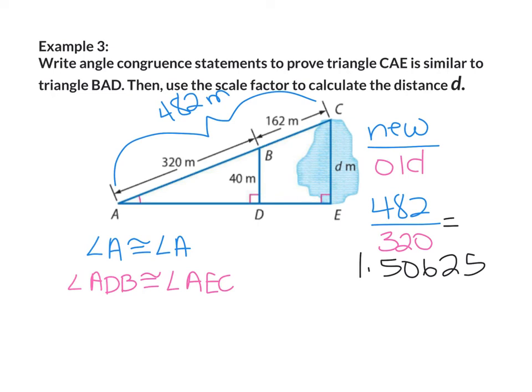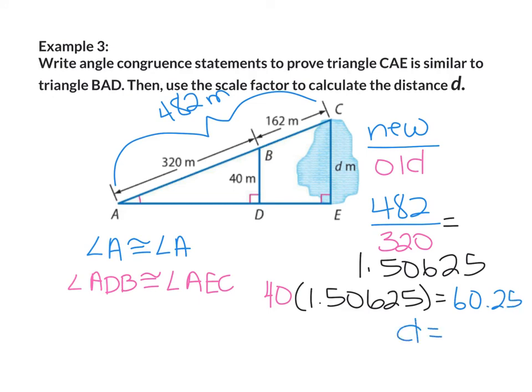So now what I'm going to do is multiply the scale factor, which is 1.50625, by 40, which is the side that corresponds to D. And that will give me the distance of D. So 40 times 1.50625. When I multiply those together, I end up with 60.25. So that means that D equals 60.25 meters.